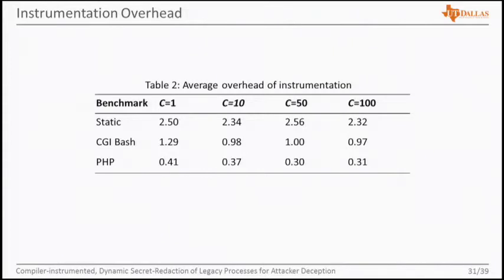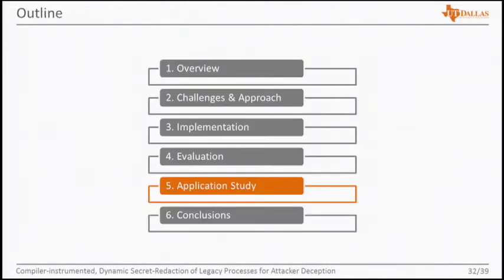We also tested the overhead of instrumentation, in terms of performance, for 3 different application profiles: a static HTML application, a CGI bash application, and a PHP dynamic application, with several concurrency levels, from 1, 10, up to 100 concurrent users. In each test, we sent 500 requests to the server and measured the average overhead of instrumentation. We concluded that this is comparable to the overheads of other sanitizers in the LLVM family.